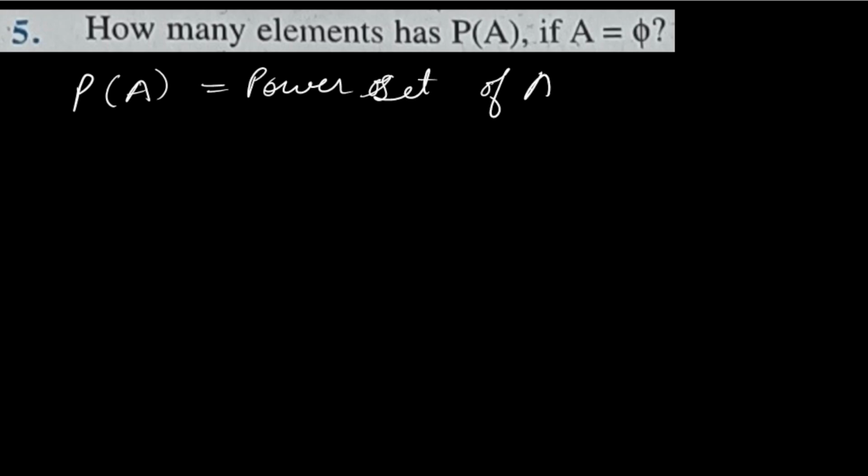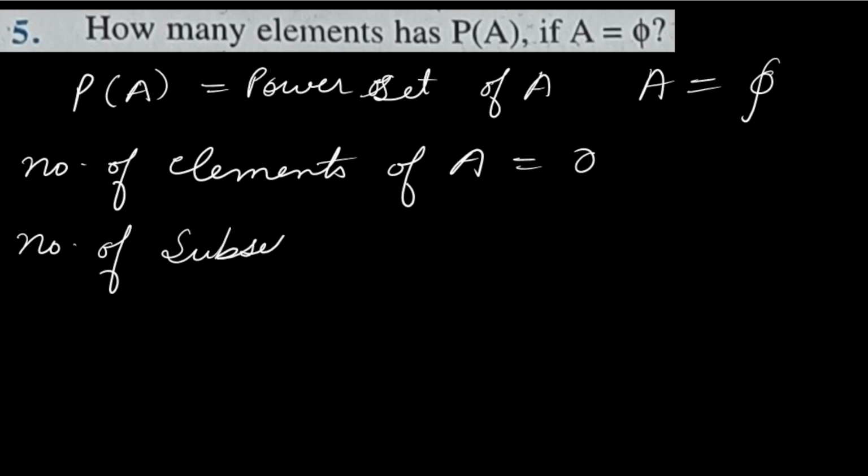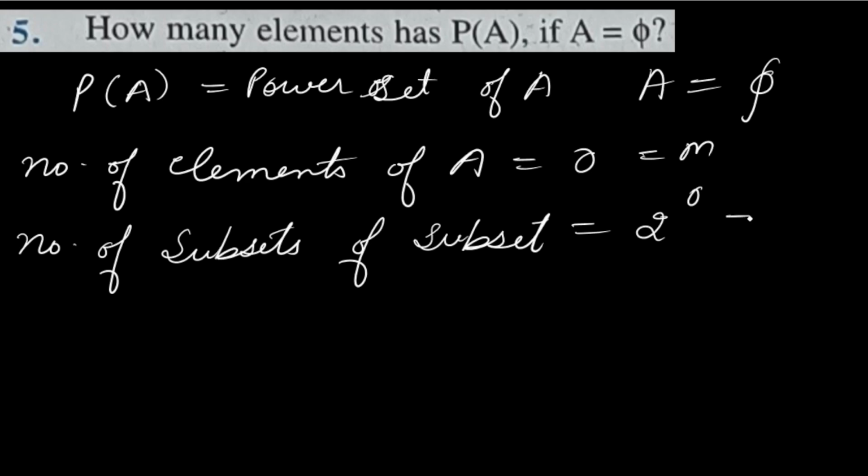Power set of A. If A is equal to phi, see, this we have already discussed in the previous part. If A is phi, that means the number of elements of A is equal to 0. It will not have any element. If it doesn't have any element, that means the number of subsets is 2 raised to power 0, because 2 raised to power m, here m is equal to 0, which is equal to 1.